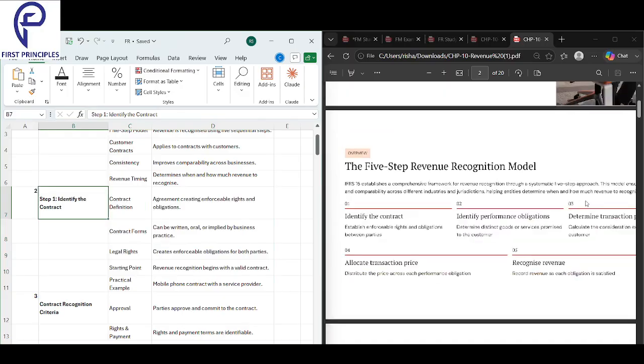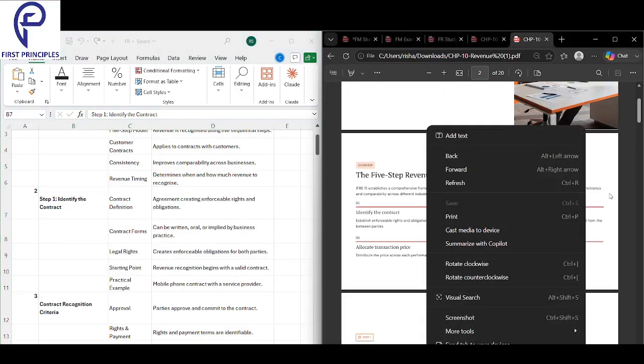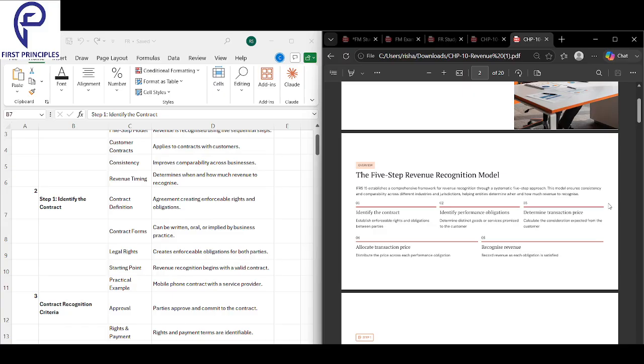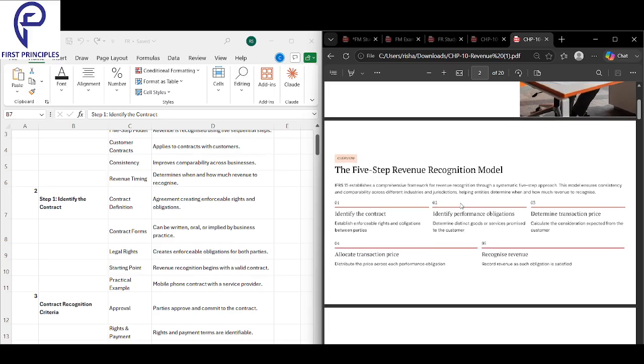So these are all the five steps here in one slide for you. We will break it down into single steps and understand all the aspects of each particular step. Revenue should always be recognized in five steps. We'll go step by step and understand all the steps.